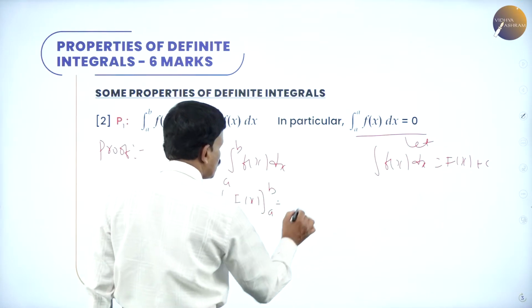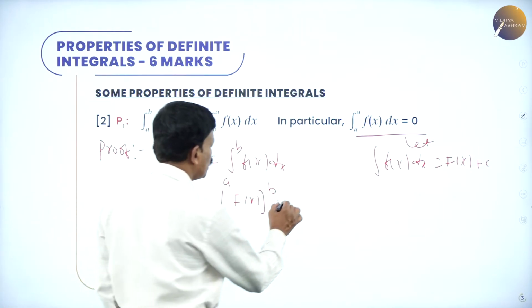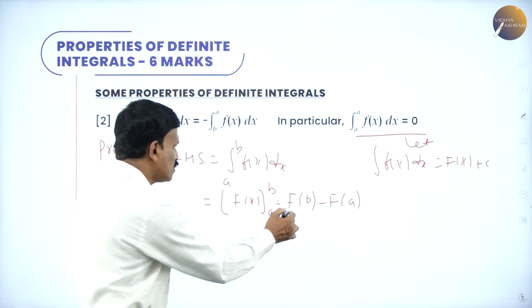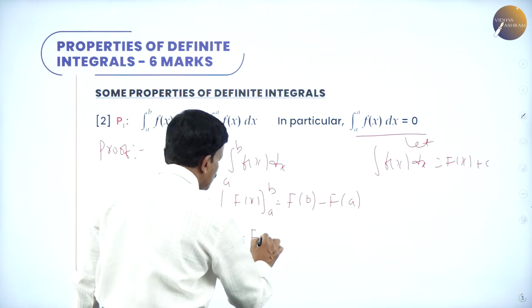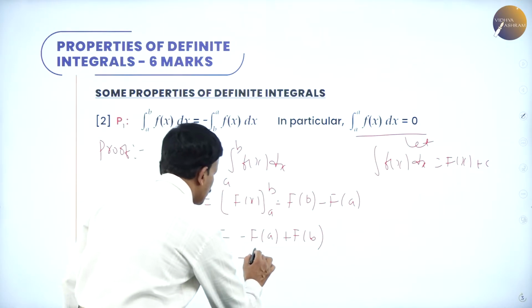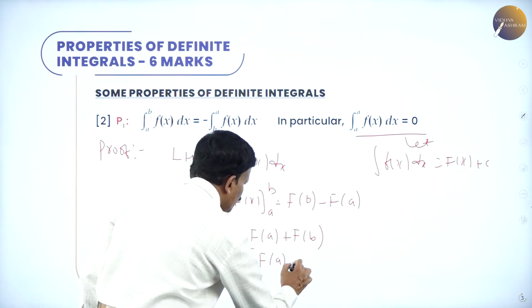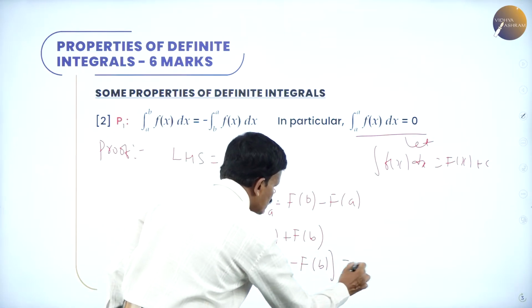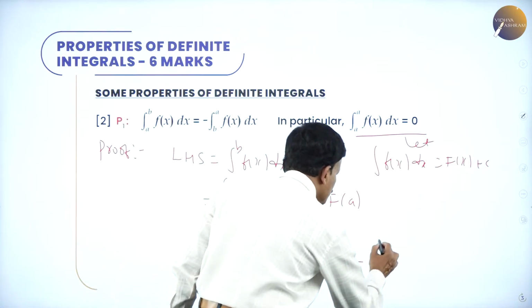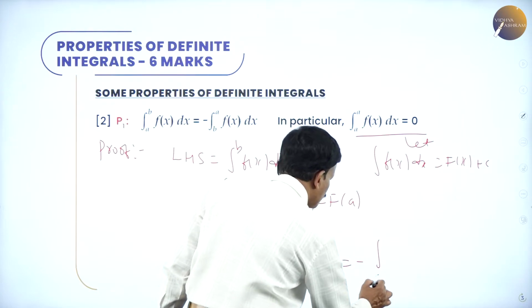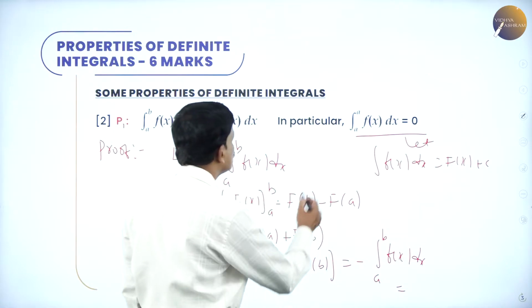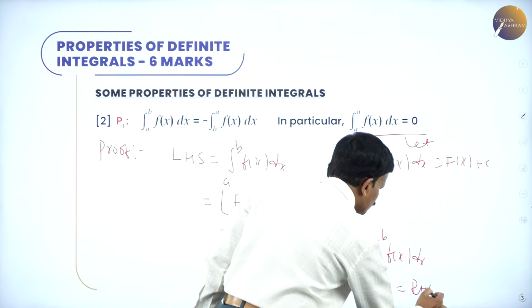Now the integration of f of x is nothing but capital F of x between the limits a to b. Applying the limits, upper limit F of b minus lower limit F of a. This can also be written as minus of F of a plus F of b. Now you can take the negative sign out: minus of F of a minus F of b. Now F of a minus F of b is nothing but minus integral a to b f of x dx. That is the required answer. That is your required RHS.